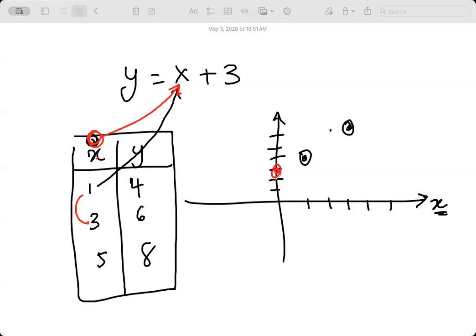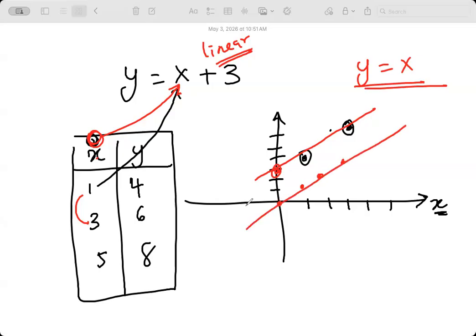So as a result, when it forms a line, it's called a linear relationship, correct? Linear means a line. This forms a line. However, for the same relation, if I put y equal to x, then I have 1 comma 1, 2 comma 2, 3 comma 3, 0 comma 0. Do you see the line? See the difference between these two lines?